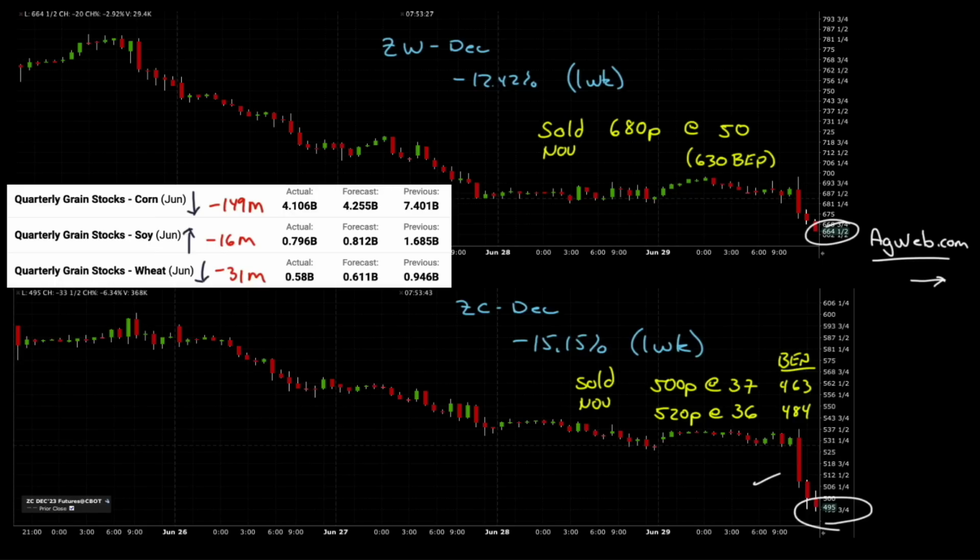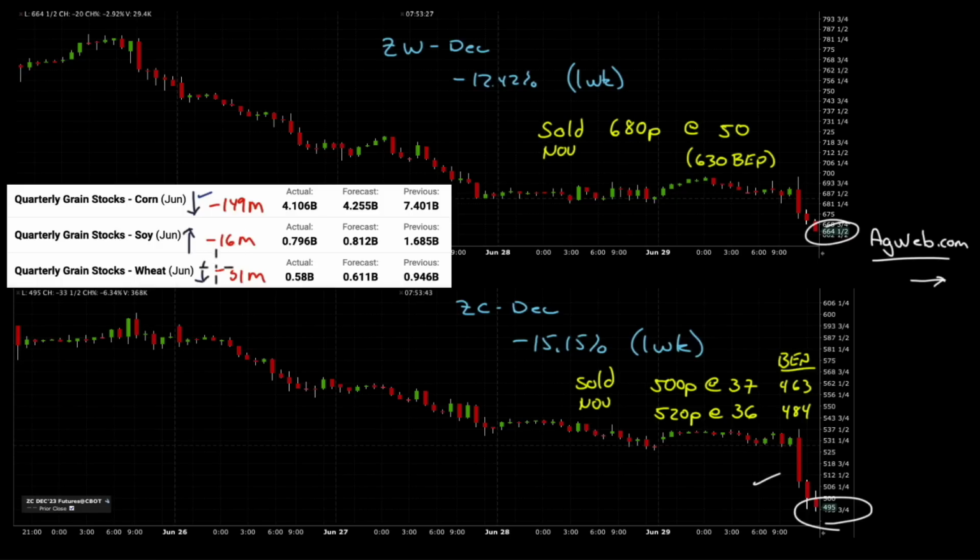You had a report out on Friday which reported acreage under seed and inventories. And here's the inventory, the quarterly grain stocks for corn, soy, and wheat for June. All of them came in below the forecast. We're coming into the end of a cycle, so this is important. They all came in below their forecast.